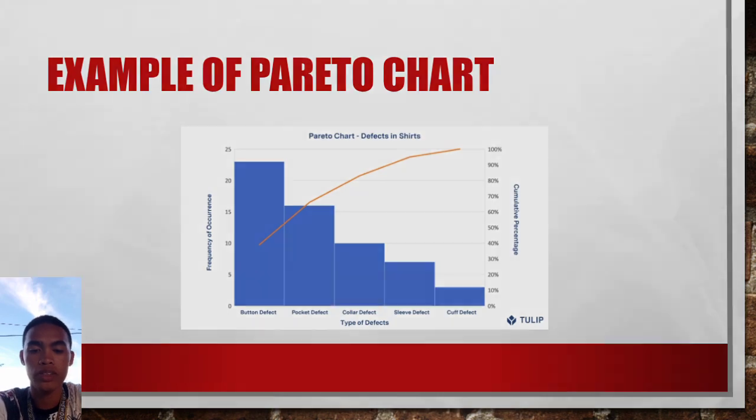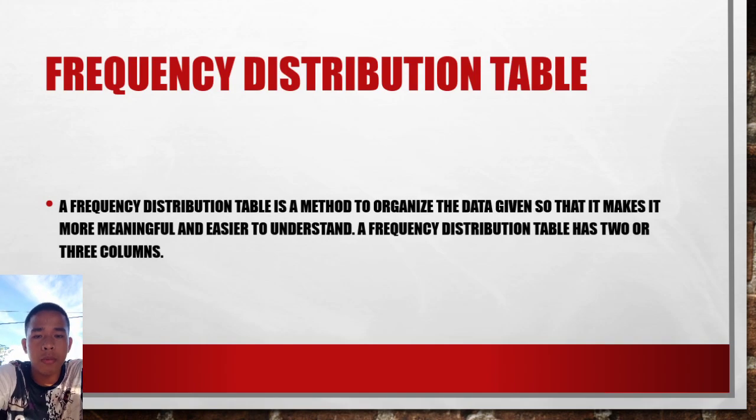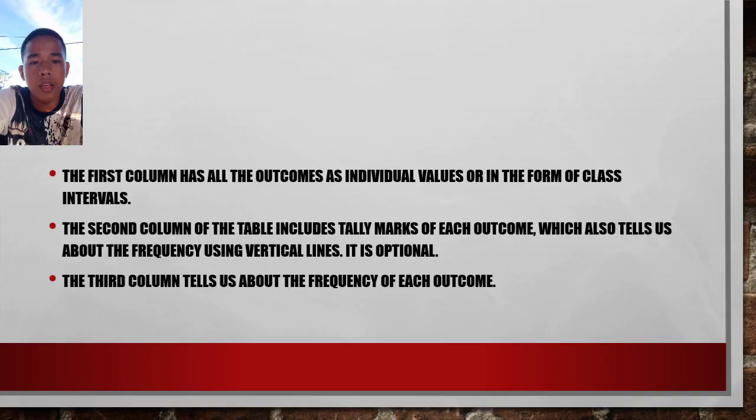Lastly is the frequency distribution table. A frequency distribution table is a method to organize the data given so that it becomes more meaningful and easier to understand. A frequency distribution table has 2 or 3 columns. The first column has all the outcomes as individual values or in the form of class intervals. The second column of the table includes tally marks of each outcome, which also tells us about the frequency using vertical lines. The third column tells us about the frequency of each outcome.